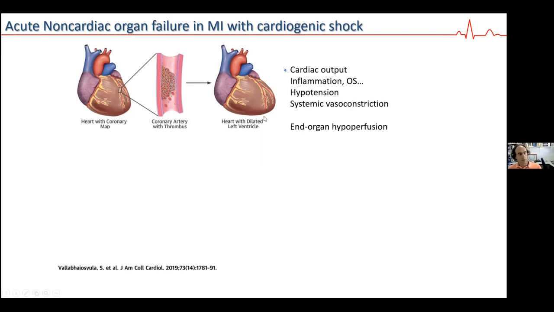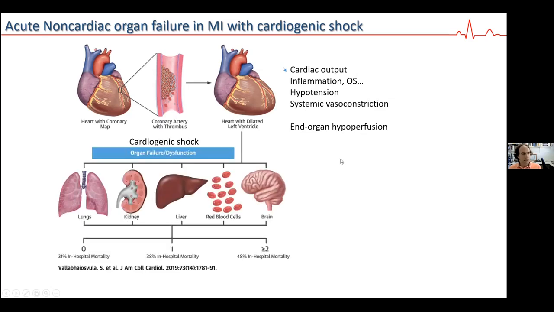And if you lose a lot of cardiac function after a big infarct, you will expect to see a decrease in cardiac output, increase in inflammation status, oxidative stress, and expect to see hypotension, systemic vasoconstriction, and at the end organ hypoperfusion. And hypoperfusion in some major organs like lungs, kidney, liver, or even brain. And when you have this organ failure or dysfunction, it's called cardiogenic shock after MI.